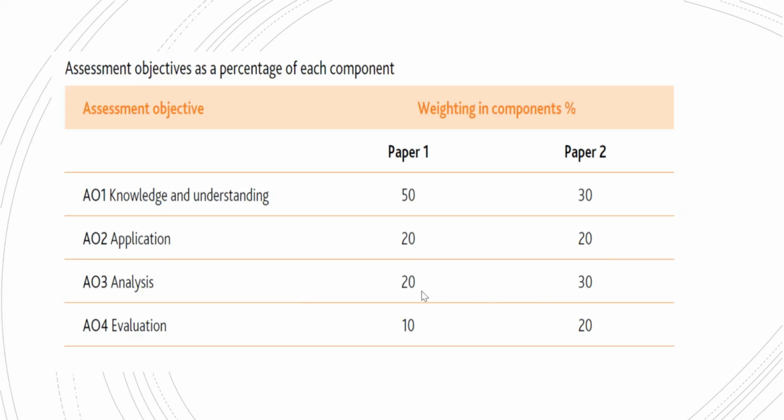Then analysis is, of course, more. It's 30% as compared to 20% of Paper 1. And why is that? Because you have longer answers. You need to be explaining them more. There are more marks given to analysis. So make sure you explain them in full detail.